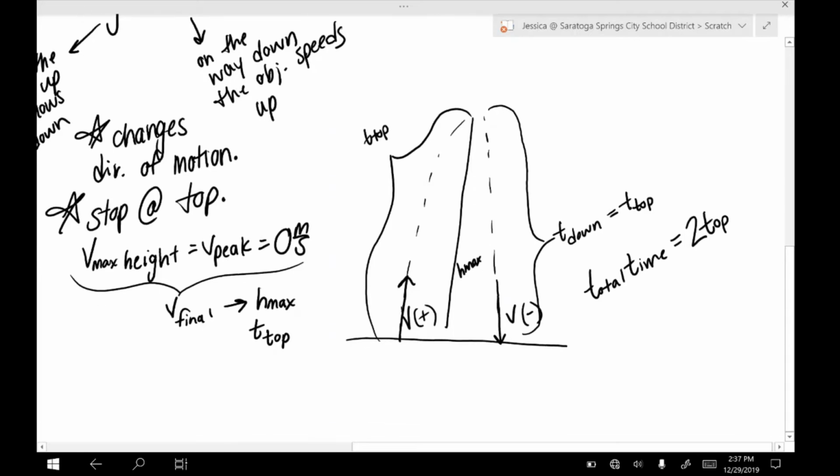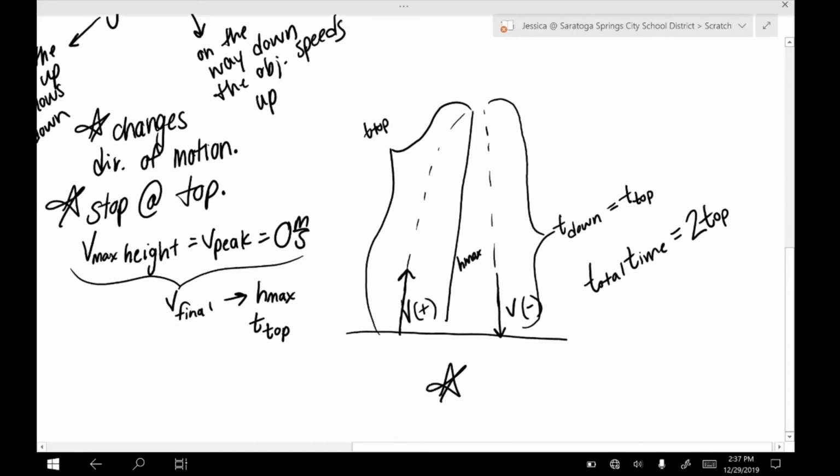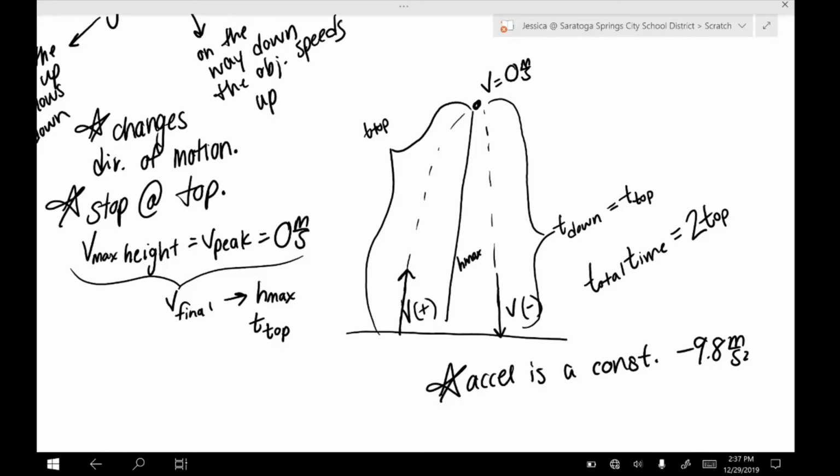Some important points to recognize is that the acceleration is a constant negative 9.8 meters a second squared throughout. It doesn't matter where the ball is on its flight path, the acceleration is always that negative 9.8 meters a second squared. Even when the velocity is 0 at the top, the acceleration still has a value of 9.8 meters a second squared. If it didn't, then the ball would just hang out in the air, and that doesn't make any sense.